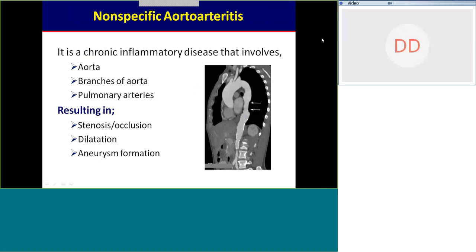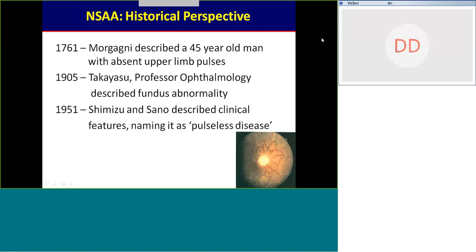But often it involves aorta and its branches right from the beginning, from the ascending aorta, arch, descending thoracic, abdominal aorta, and so on. What it causes is basically vessels get stenosed over a period of time, sometimes completely occluded, and there could be dilatations and aneurysm formation in areas. So it's like a chronic disease of almost whole of aorta, although it may have normal regions in between which are skipped.